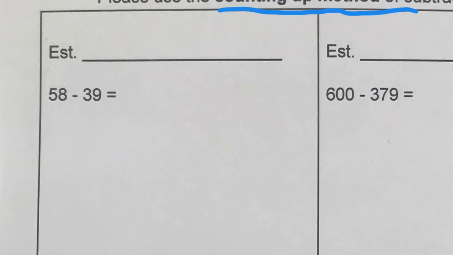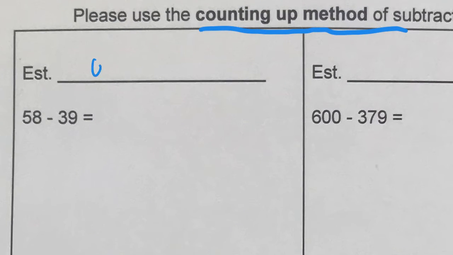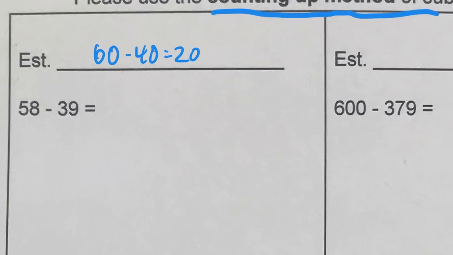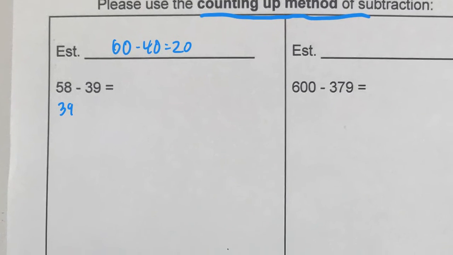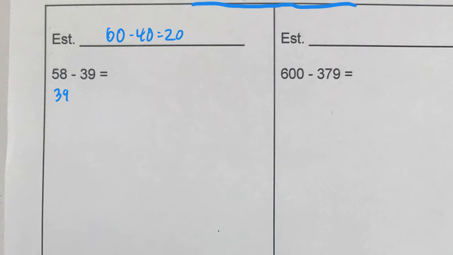First of all, we always make an estimate, and you can do a quick or slow estimate. I'll do a slow one. I'm going to do 60 minus 40 equals 20. And then we're going to count our way up. So I'm going to start with 39. And I'm going to add my way up to 58.